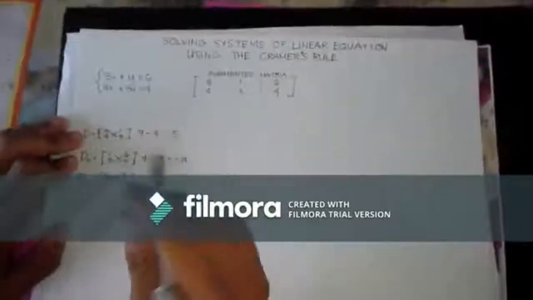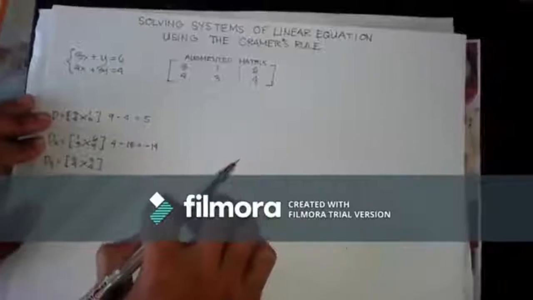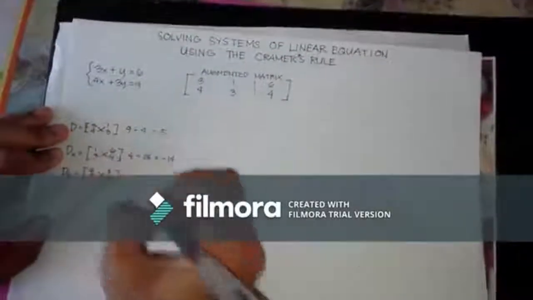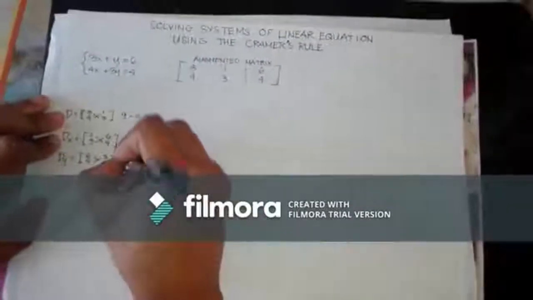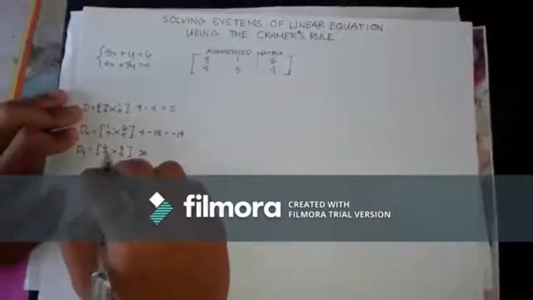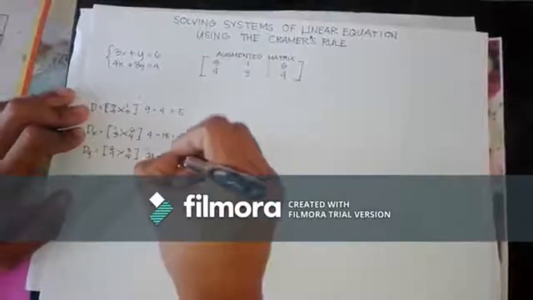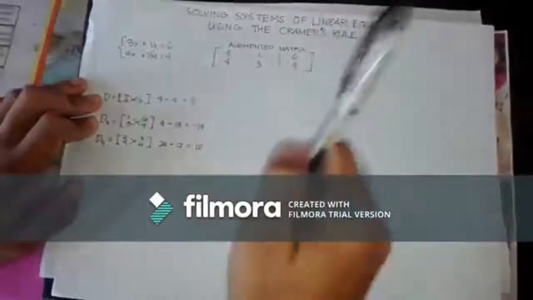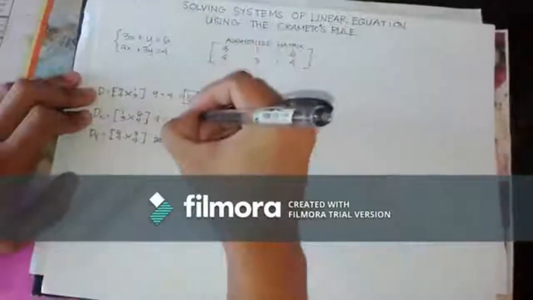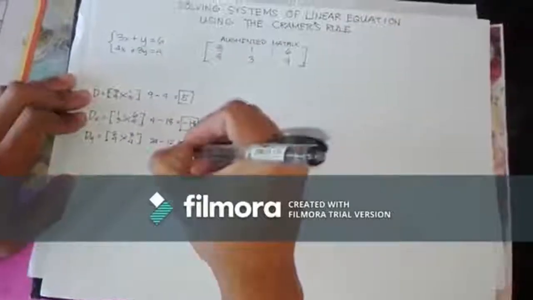The next thing is we need to find the value of d sub y. The same thing, we need to cross multiply these numbers. So 6 times 4 equals 24 minus 4 times 3, which is 12. So there we have it. We have the value of d, the value of d sub x, and the value of d sub y.